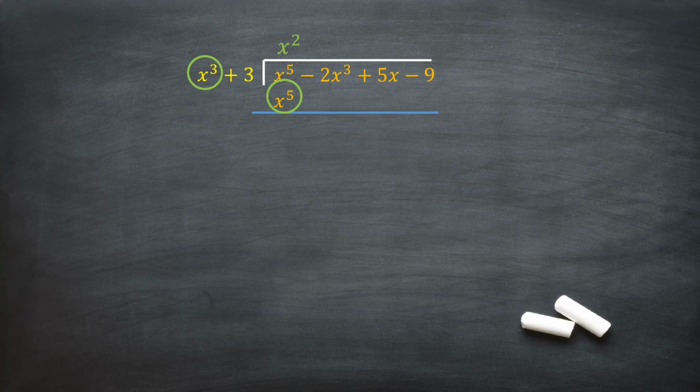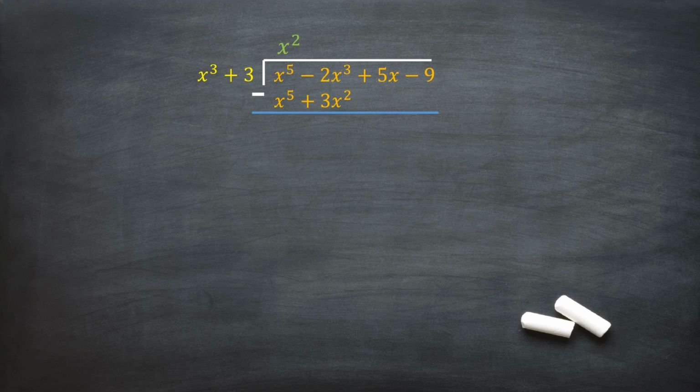Then we will multiply the quotient x squared to our divisor x cubed plus 3, like what we do when we divide whole numbers. So we will distribute x squared first to x cubed, which is equal to x to the power of 5, because when we multiply the same variable, we just add their exponents. So 3 plus 2 is equal to 5, that's why x to the power of 5. And then x squared times positive 3 is equal to positive 3x squared. So we just have to align them to our dividend so we can simplify later on.